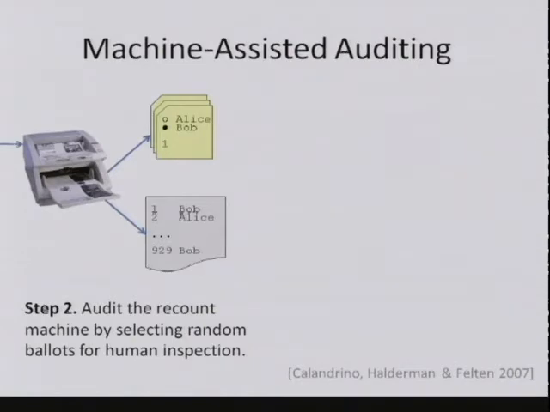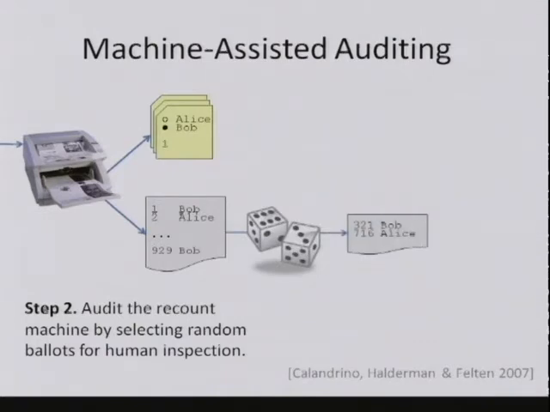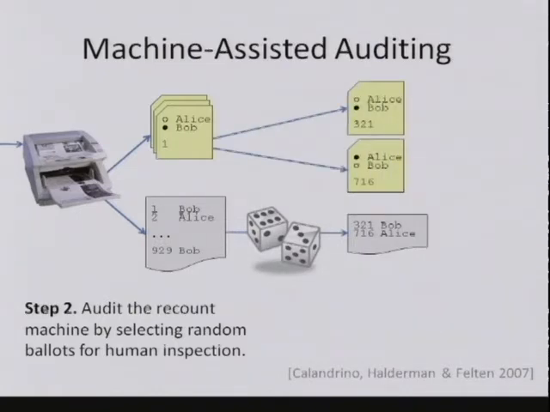We audit the recount machine by selecting some of the ballots at random for human inspection. So we do some random process, and we produce, in this case, the decision that we're going to audit ballot number 321 and ballot number 716, which are allegedly cast for Bob and Alice, respectively. So we go into the pile of paper ballots, we pull out those two, we look at them manually, and we compare to the electronic record for those ballots, and we make sure that it's equal.